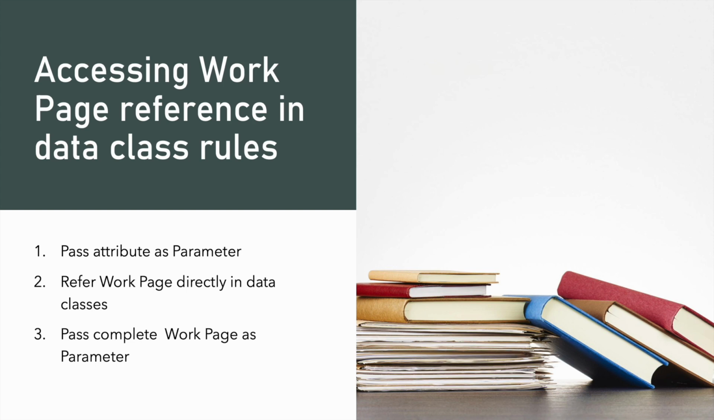But most of the time, when we are creating rules in data classes, some time or other we need access to a few of the attributes from the work page. I'll give you a few examples. Let's say that on the work page we keep the main attributes, like loan number, account number, insurance ID. These are the important attributes we keep on the work page.